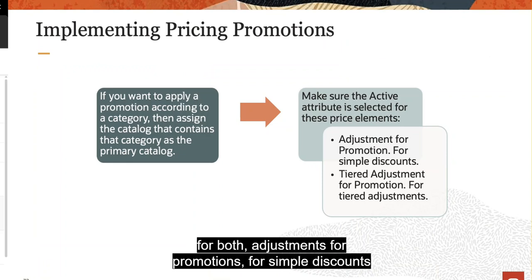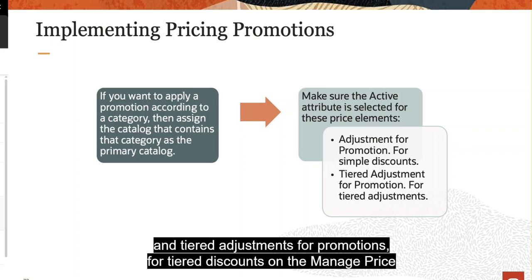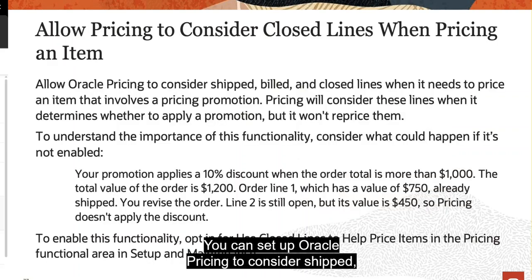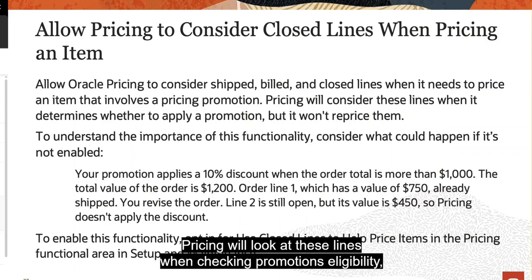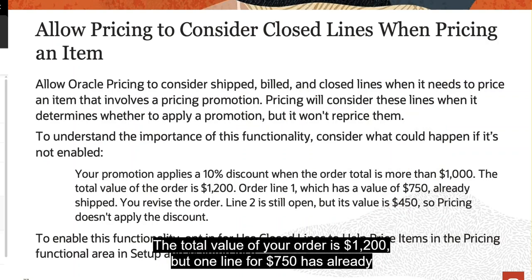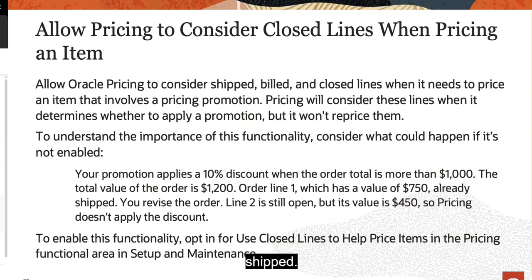You can set up Oracle Pricing to consider shipped, billed, and closed lines when determining if a pricing promotion should apply to an item. Pricing will look at these lines when checking promotion eligibility, but it won't reprice them. Why is this important? Let's say you have a promotion that gives a 10% discount when the order total goes over $1,000. The total value of your order is $1,200, but one line for $750 has already shipped. If you revise the order and the only open line left is for $450, without this setting turned on, pricing wouldn't apply the discount, even though the original total qualified.